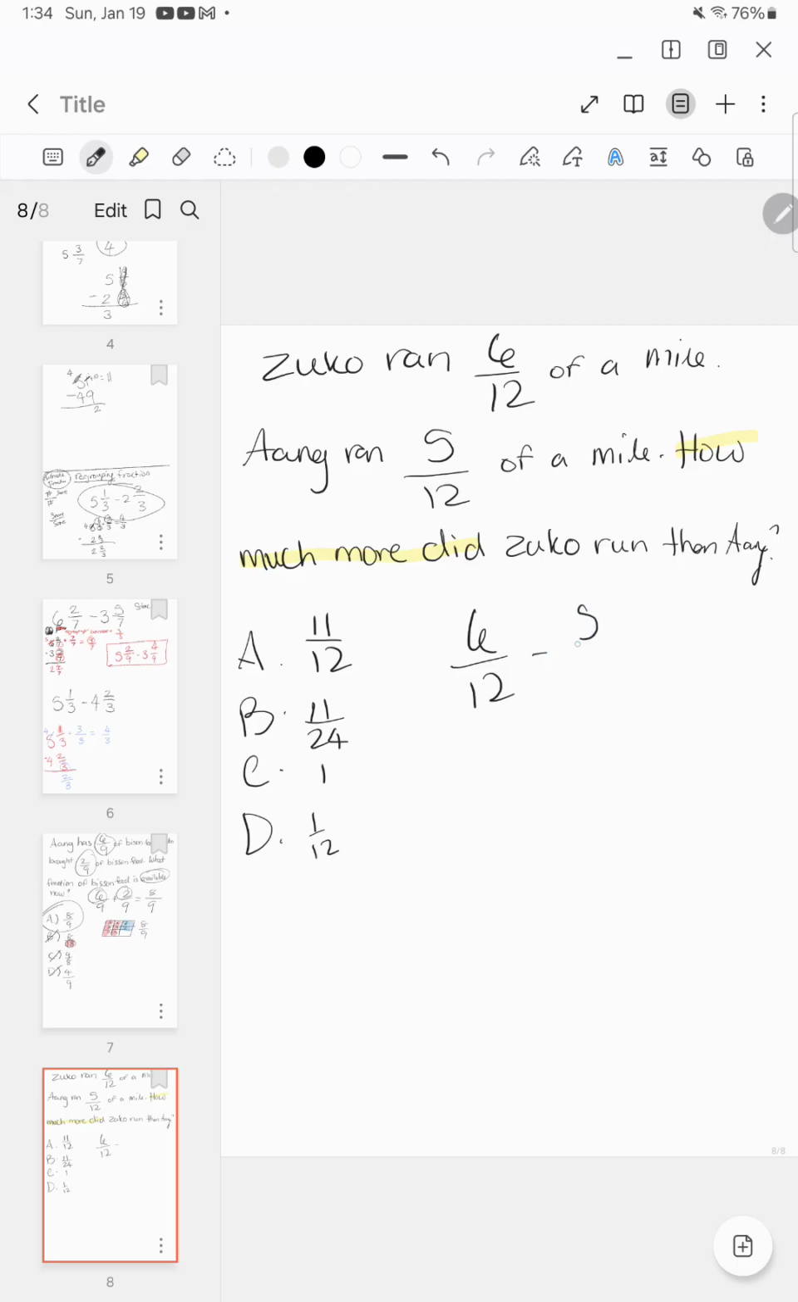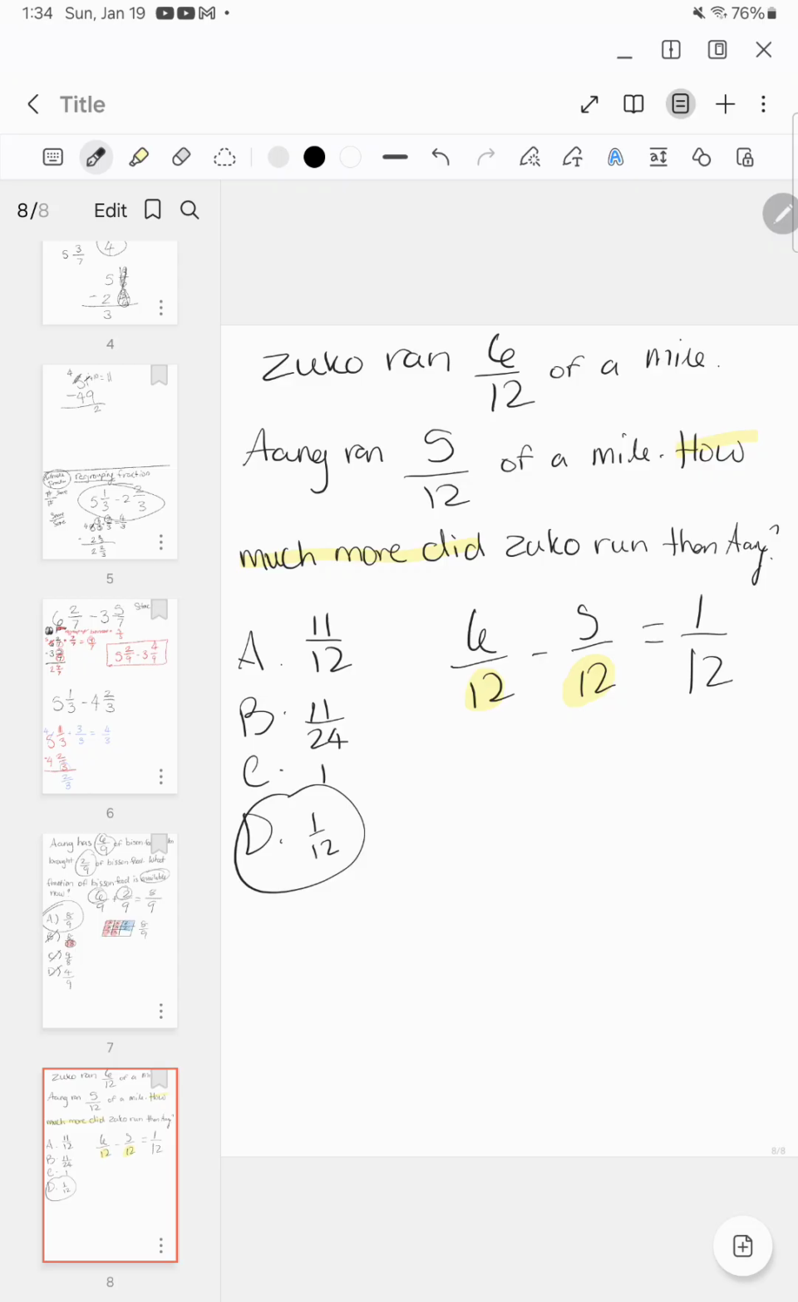6/12 minus 5/12. These are like fractions, right? Which means our denominator will have to stay as 12. And 6 minus 5 is 1. So the only answer you could have is D, which is 1/12.